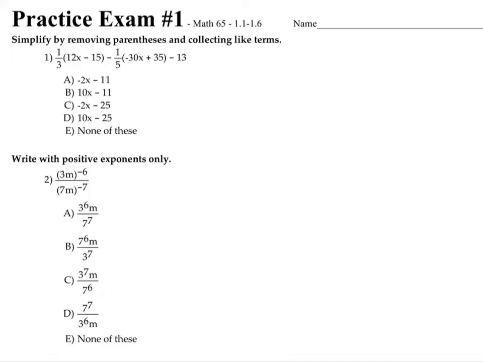Practice exam number 1. So here we go. Oh, we're not seeing anything. I keep forgetting. So there's number 1. So we need to do something with this thing. Can you see it okay? I can make it bigger. So let me do that.